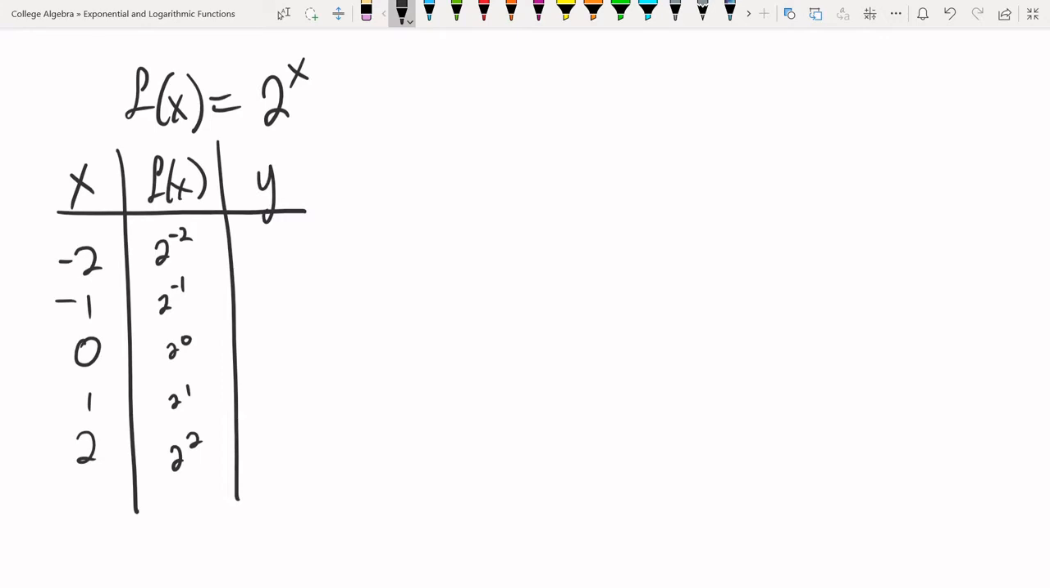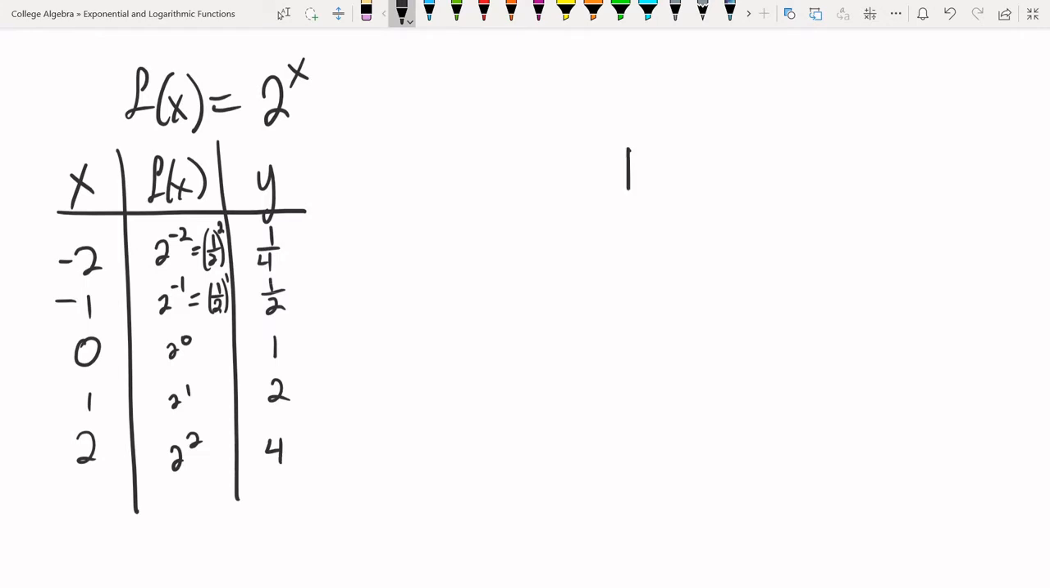And then that gives us 2^-2. The negative power flips it. We have (1/2)^2, the same thing as 1/2 squared. That's what the negative does. And 1/2 squared is 1/2 times 1/2, which is 1/4. The negative again flips it, and now we have (1/2)^1, but that's just 1/2. Anything to the power of 0 is 1. 2^1 is 2, and 2^2 is 4.